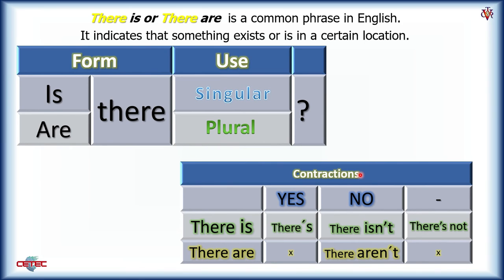The contractions in a positive form. There is, no, there isn't, no, and it is not possible to use are because it is the first person or she is. Now, there are, it's no contraction in a positive form, but in a negative form, there aren't. But here, remember, they don't use apostrophe, only with there are and there aren't.